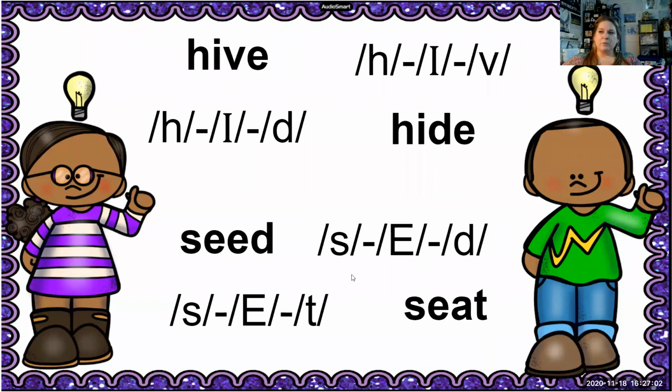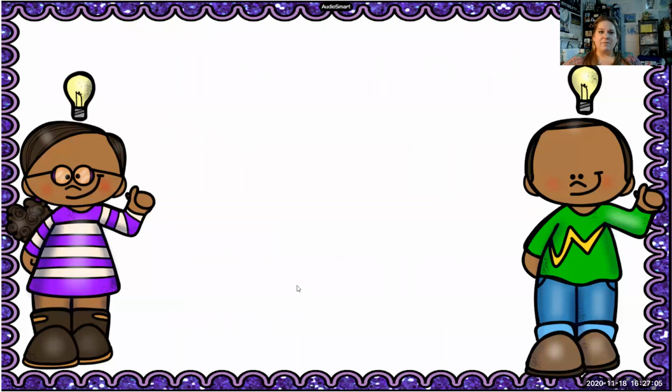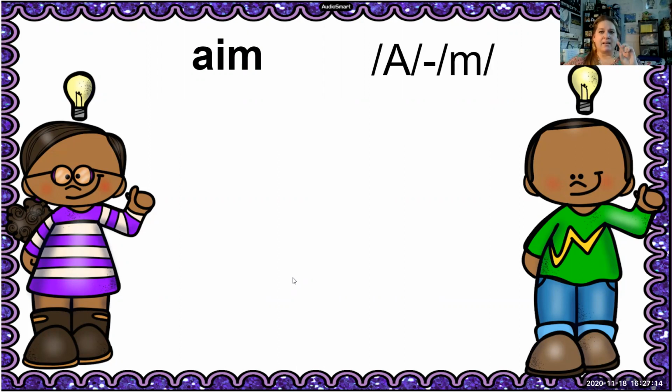All right, our last one is aim for the target, the teacher said. Aim. I hear two sounds. Aim. And we're going to change the second sound to j. Age. What is the new word? It is age. Good.